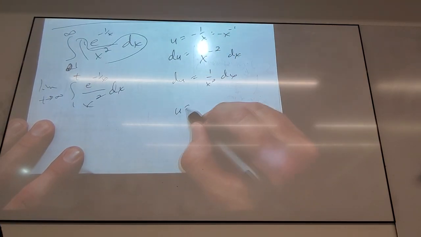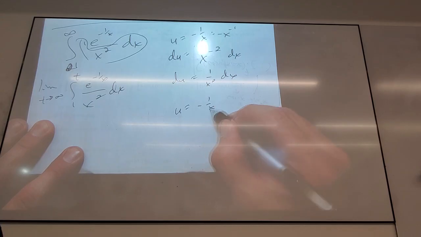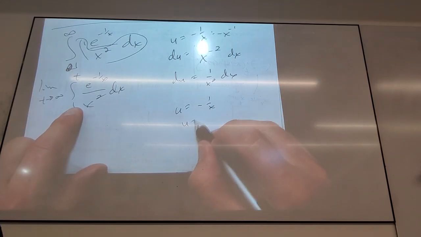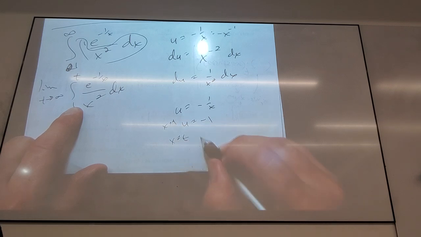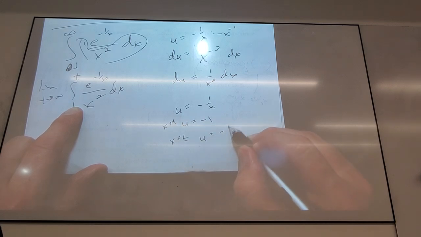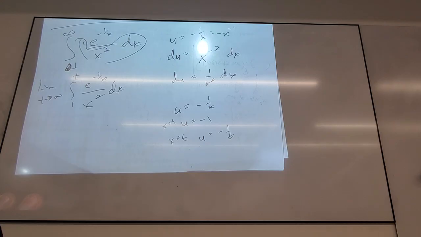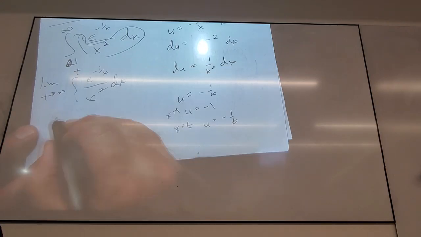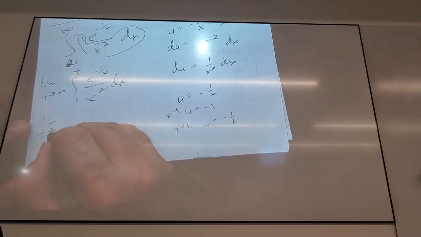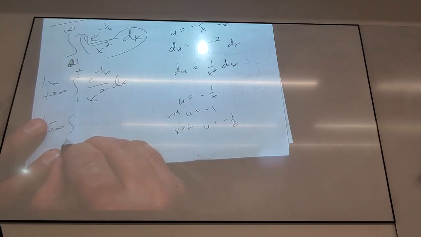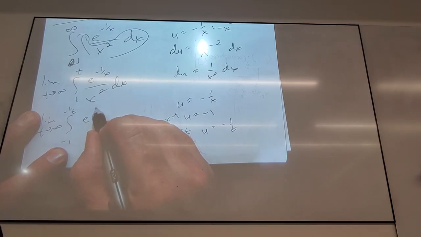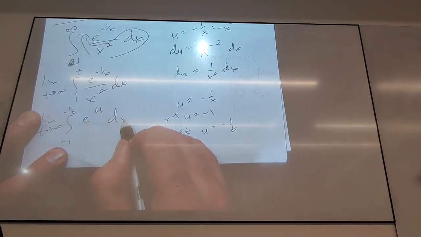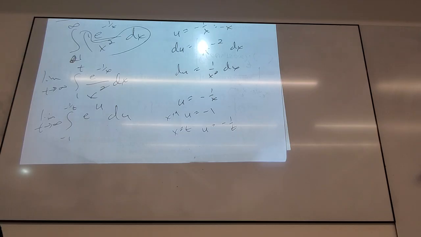So if I look back at our substitution, when x is 1, u is negative 1, and when x is t, u is negative 1 over t. Is that cool? So this will become the limit as t goes to infinity, integral negative 1 to negative 1 over t, e to the u du. Okay, I got there.